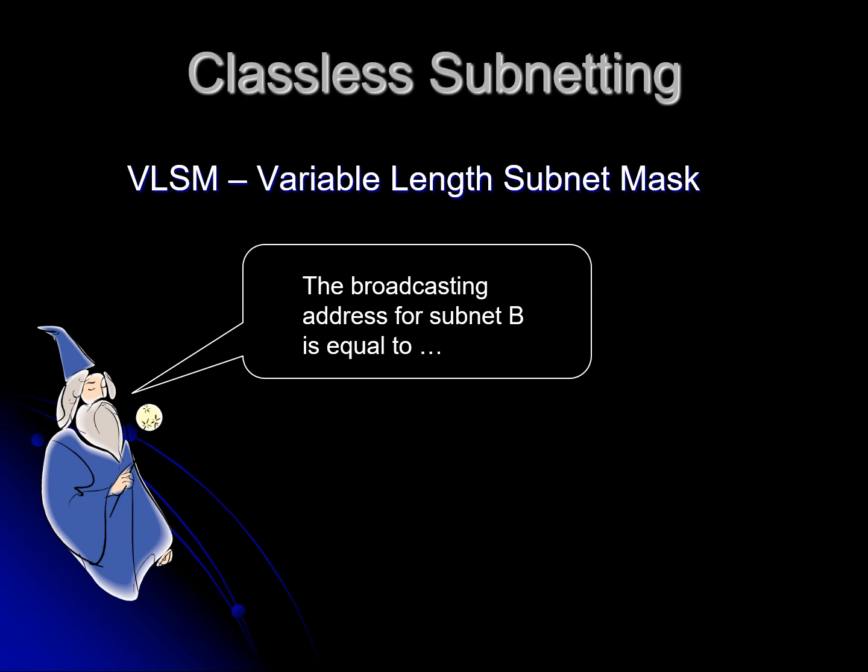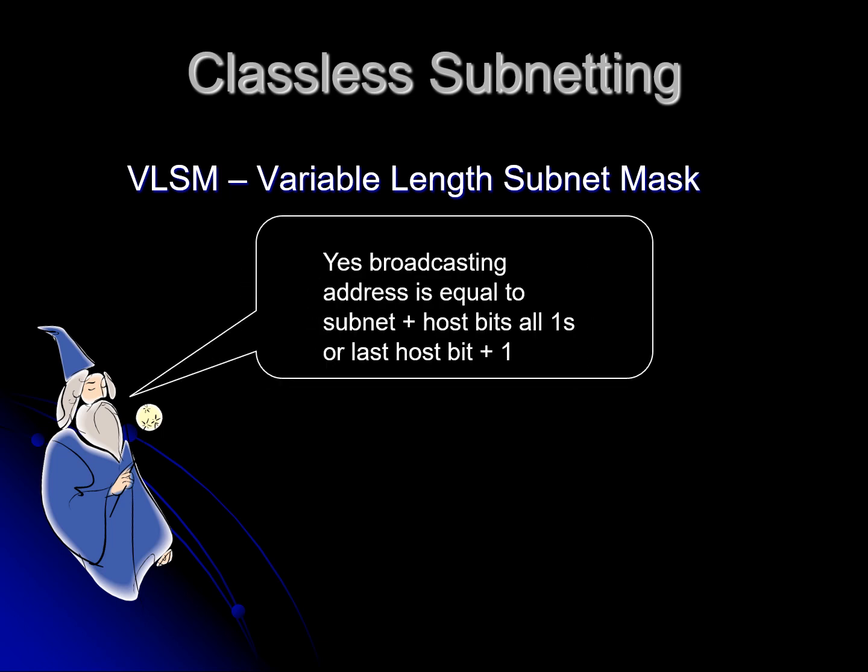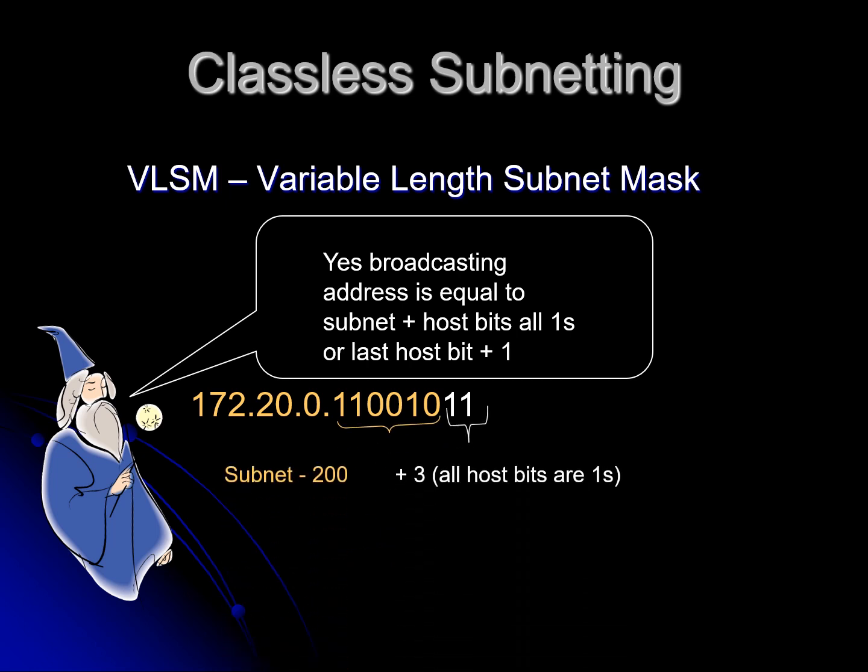The broadcasting address, on the other hand, in binary looks like so. That's your subnet, and then you add 3 to that, and that makes it 172.20.0.203/30. That's your broadcasting address.